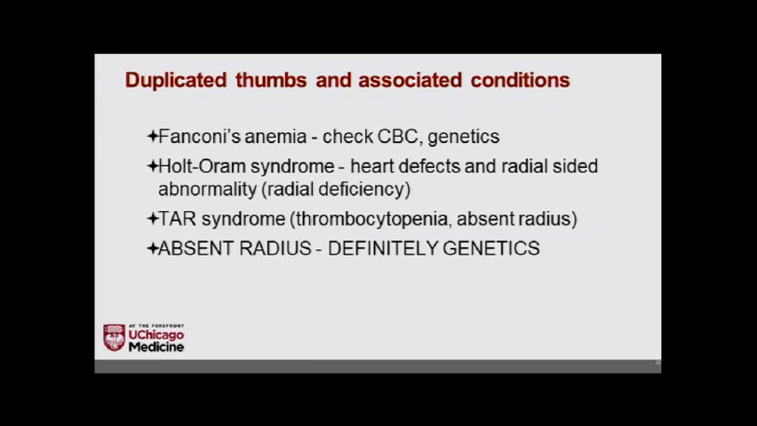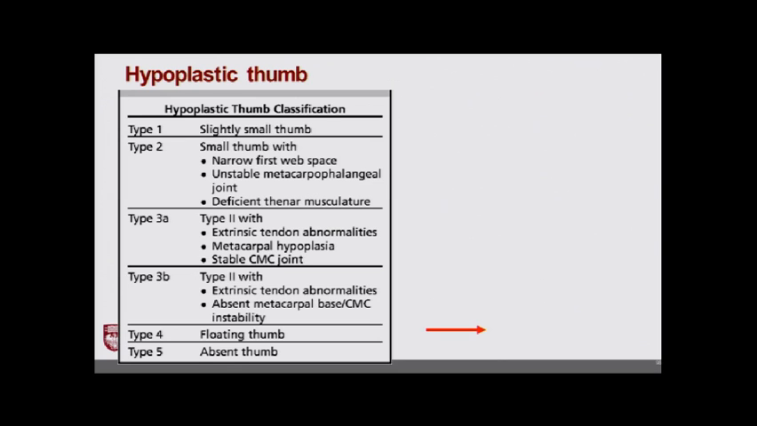That's a question you can afford to miss. But just think absent radius. The easy one to get is think genetics consult. That, you want that, or they need a full evaluation by their pediatrician.